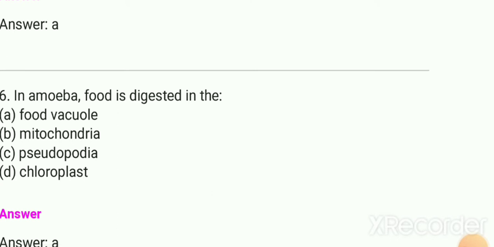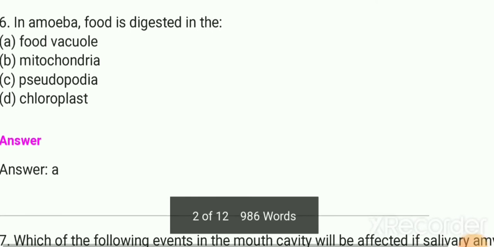Next, question number 6. In amoeba, food is digested in the food vacuole, mitochondria, pseudopodia or chloroplast. So here the answer will be option A, that is food vacuole, because amoeba is a small unicellular organism, it doesn't have complex tissue level structure or complex body organelles. So it engulfs its food by making a food vacuole. So option A will be the appropriate answer.